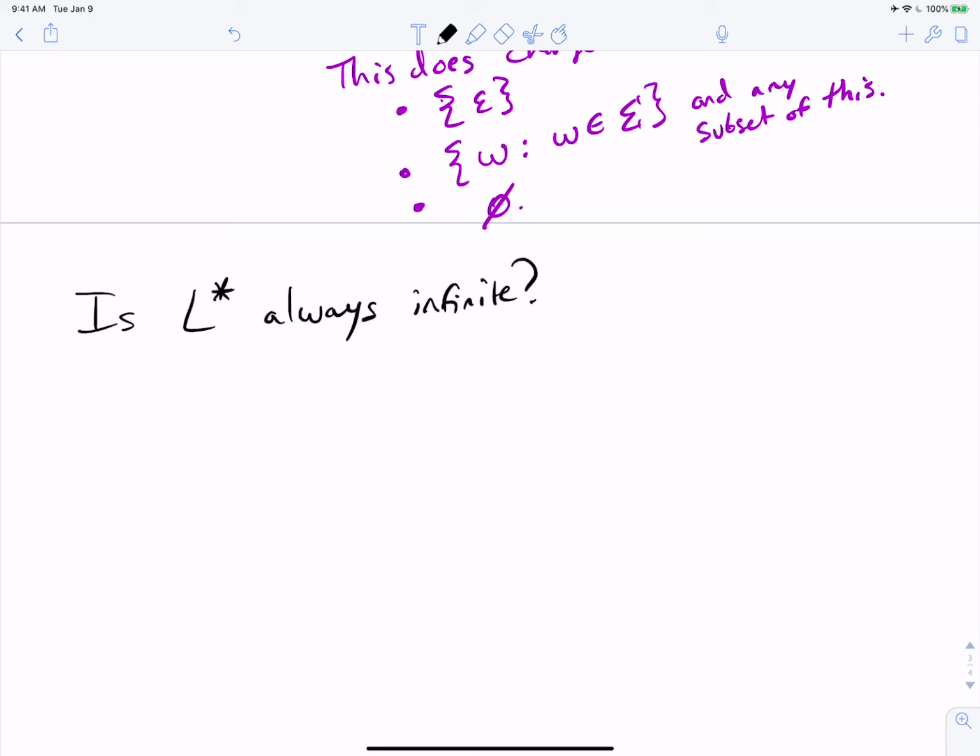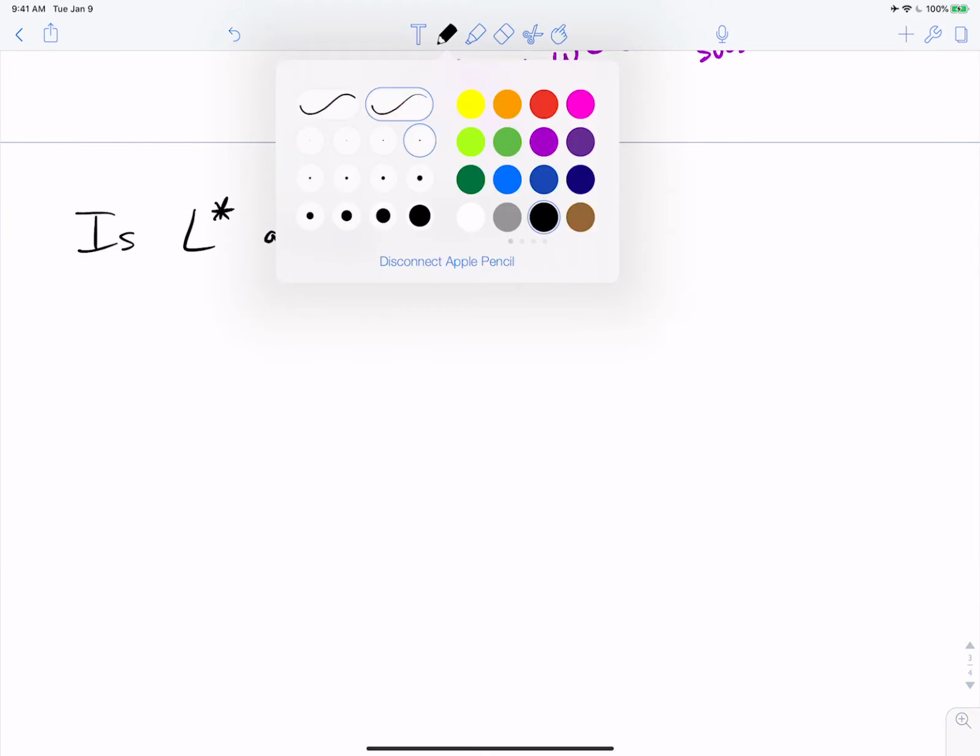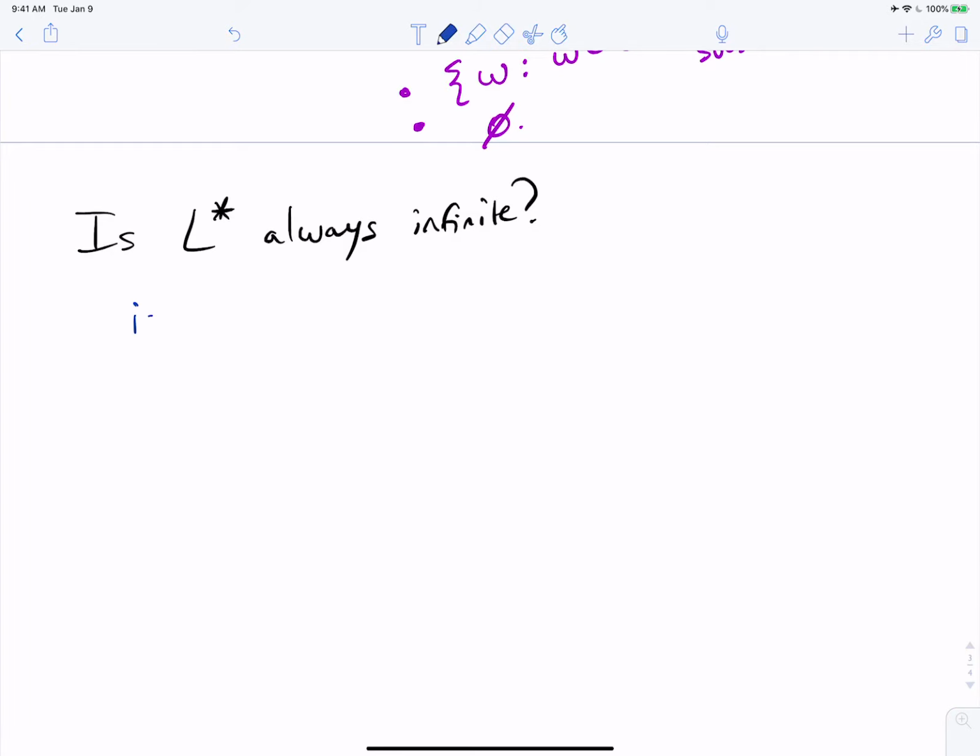Well, if I have any string of length 1 or 2 or whatever, will this be infinite? Yeah, so it is infinite if L contains a non-empty string. That's definitely true, because you can just repeat that string as many times as you like.